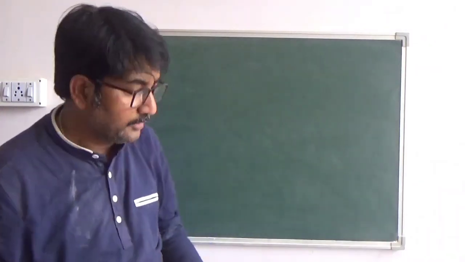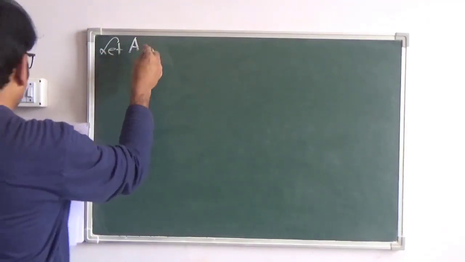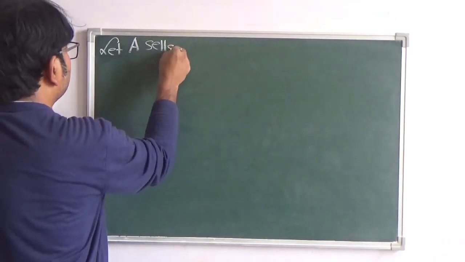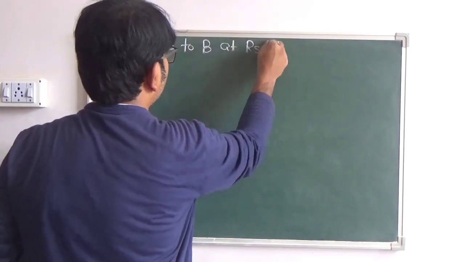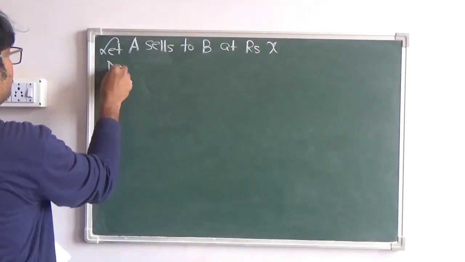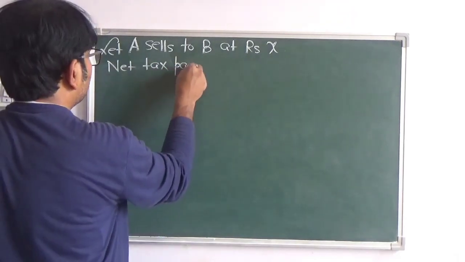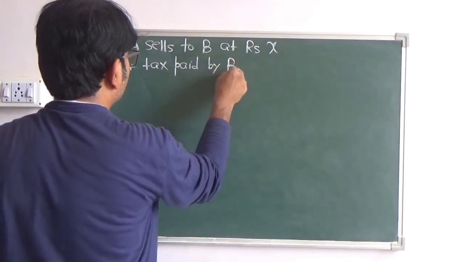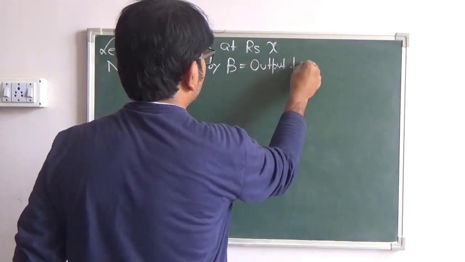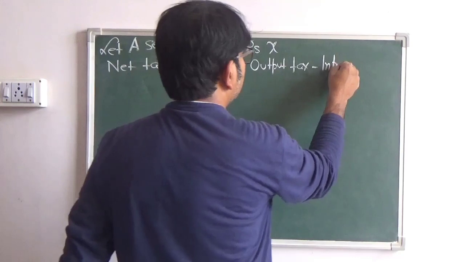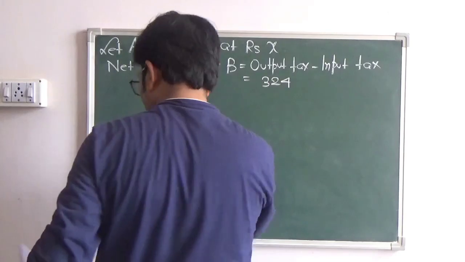Now the answer to this. Let A sell to B at rupees X. So the net tax paid by B will be equal to the output tax minus the input tax, and that is given as 324.